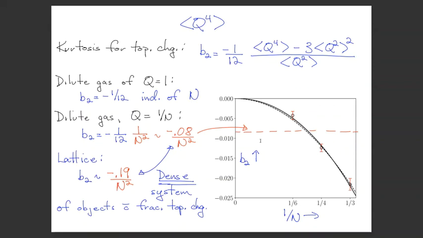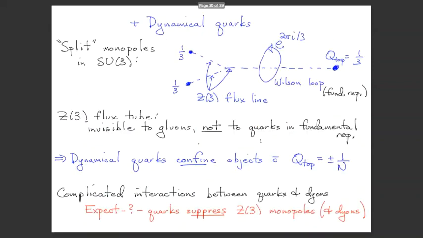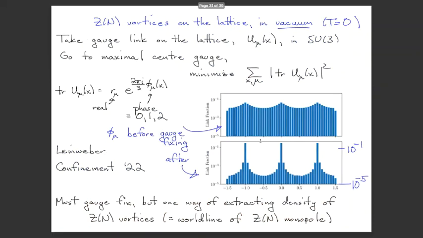Okay, so given time, the question is what happens with dynamical quarks? As I said, with dynamical quarks, if you have a Z3 flux line, you go around, you pick up a factor of e to the 2 pi i over n. So your natural guess would be, and I'm just going to flash this, this is work by Lineweber and collaborators. They look at the difference between Zn vortices, in pure gauge versus dynamical quarks. Remember, I was talking about dions.